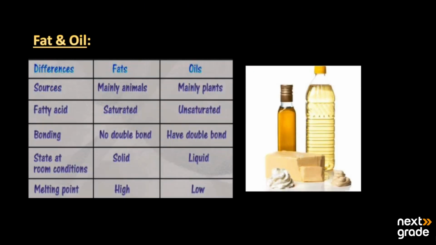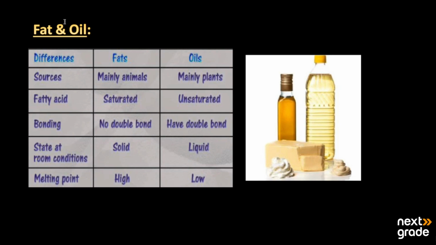After that, we have fat and oil. Basically, the lipids may be of two types. The first one may be of fat type or it may be of oil type. Now, what is the main difference between fat and oil? The first difference is between their source. The fat is mainly taken from animals and the oils are mainly taken from plants. The second difference is between their fatty acids. The fatty acids may be saturated and they may be unsaturated. So it means there are two types of fatty acids, saturated and unsaturated.